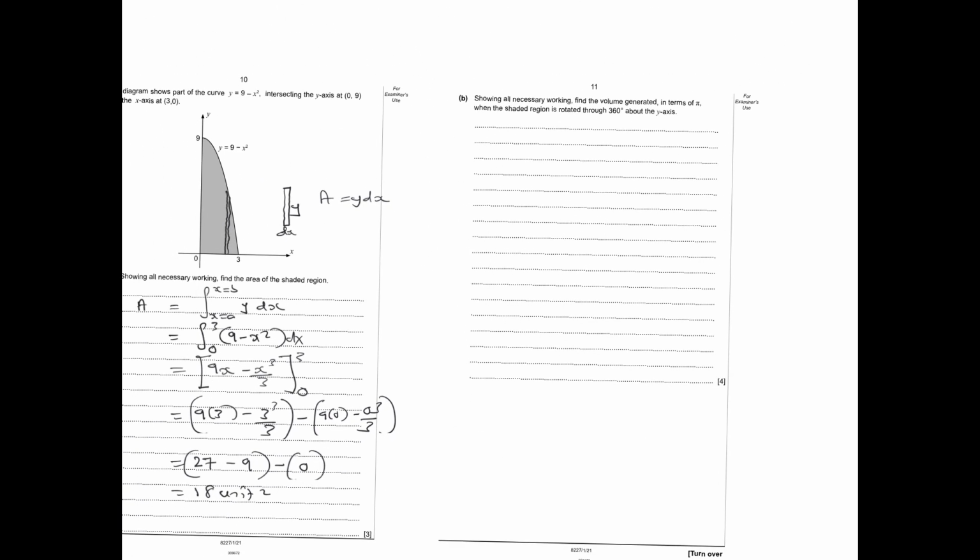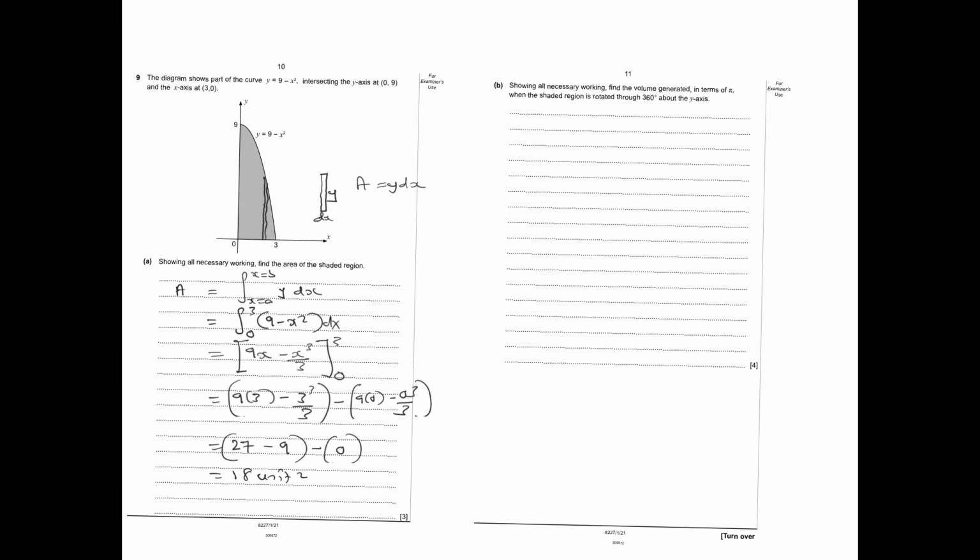Now we are going to talk about finding the volume generated, in terms of pi, when the shaded region is rotated through 360 degrees about the y-axis. When we have this, especially the volume of revolution, we just need to write down the formula and be able to know what we need. In this case, we are asked to find the volume that is generated if the shaded area that we got is rotated around the y-axis.